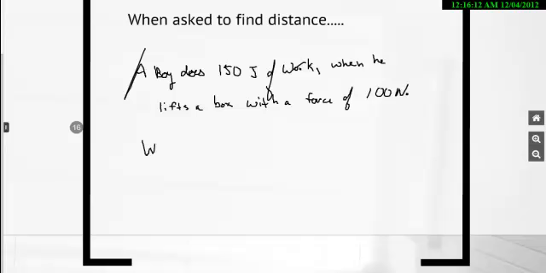Well, work equals force times distance. I know I did 150 joules of work, and that's going to equal my force of 100 newtons times my distance. I'll divide by 100 on both sides. That cancels. 150 divided by 100 is 1.5 meters, which would equal the distance.